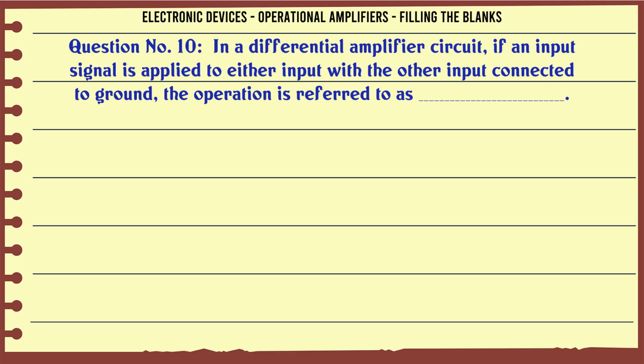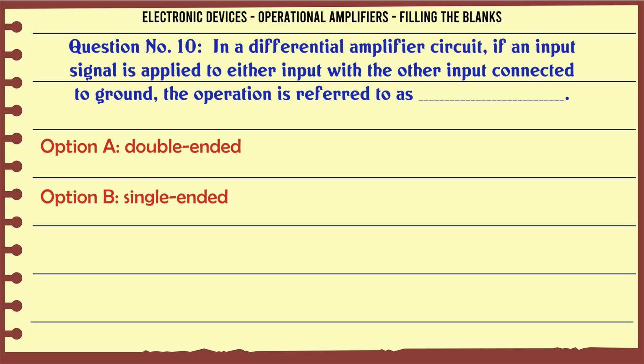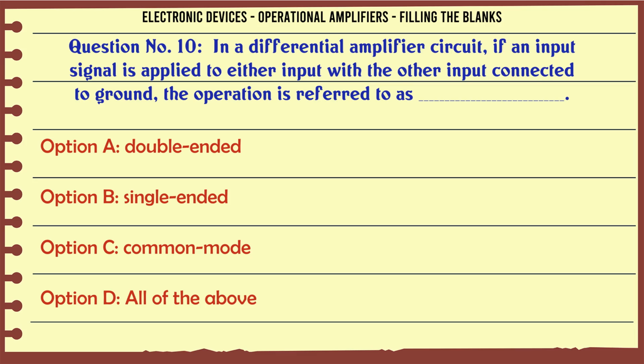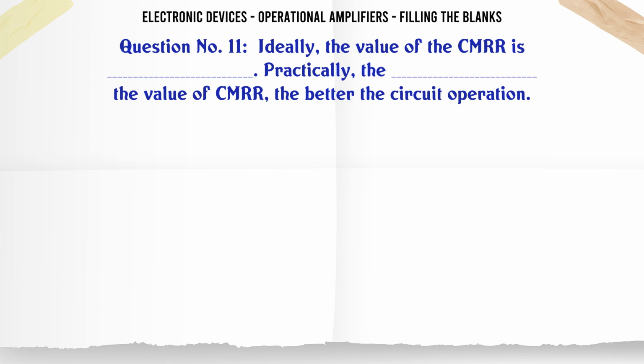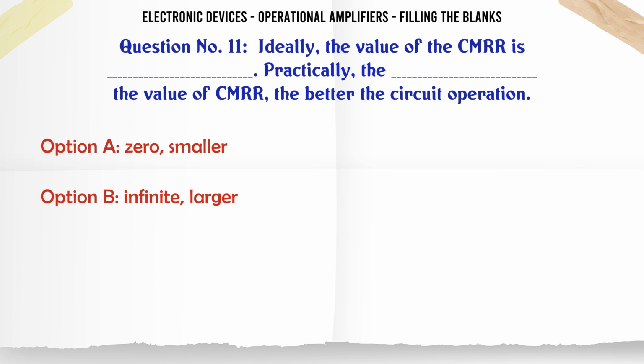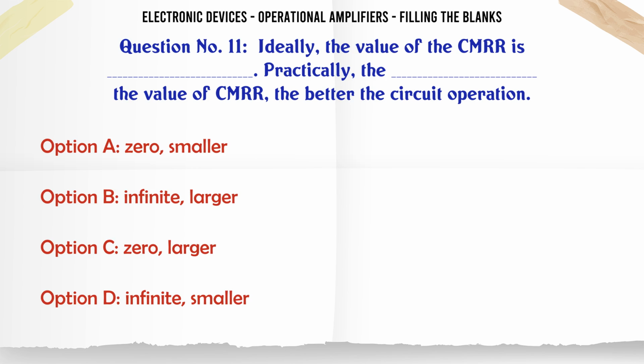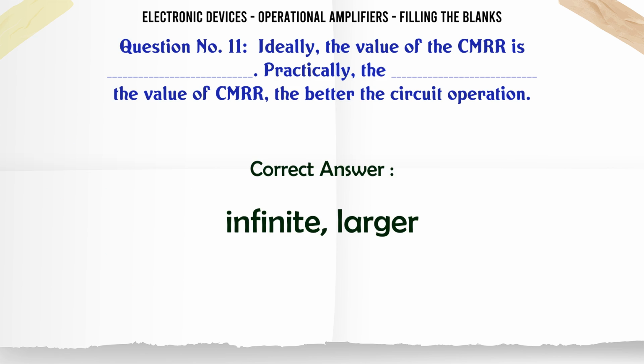In a differential amplifier circuit, if an input signal is applied to either input with the other input connected to ground, the operation is referred to as A: double-ended, B: single-ended, C: common mode, D: all of the above. The correct answer is single-ended. Ideally, the value of the CMRR is ___, and the ___ the value of CMRR, the better the circuit operation. A: 0, smaller, B: infinite, larger, C: 0, larger, D: infinite, smaller. The correct answer is infinite, larger.